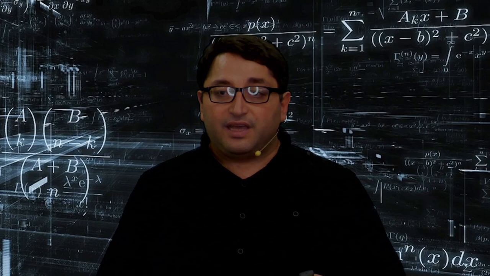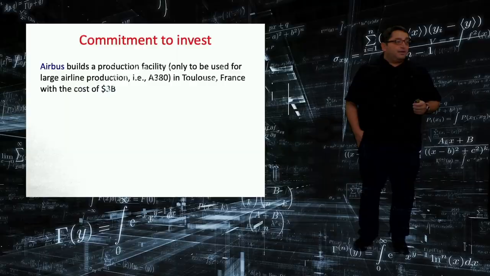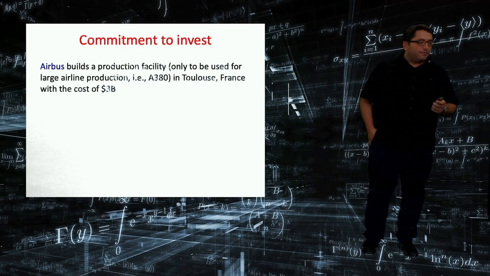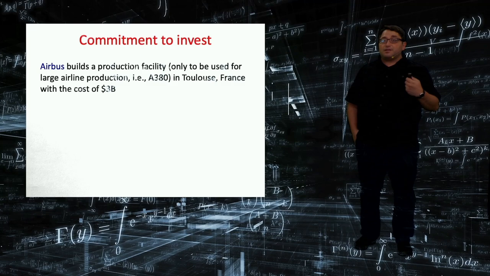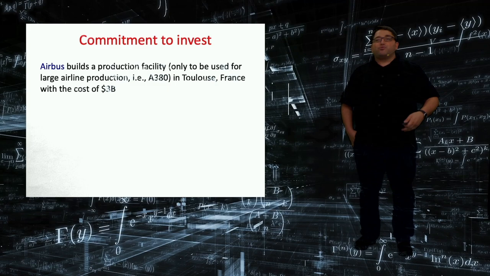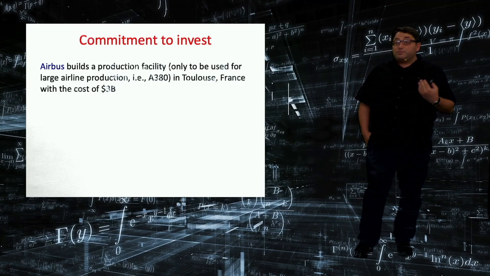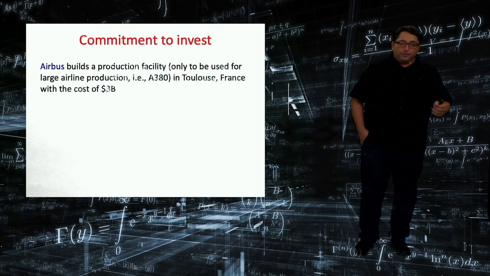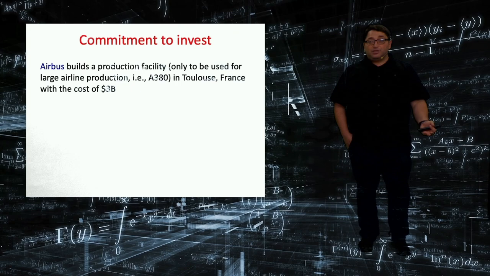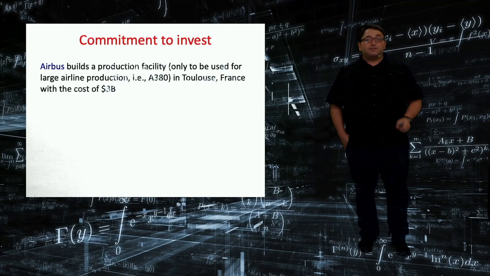And the trick is the following. Airbus can commit to investment. And how so? Remember, the R&D cost was $7 billion. Airbus can go ahead and invest $3 billion upfront by building a production facility. That was in Toulouse, France. And the critical thing about this particular manufacturing facility could be the following. You can only produce a large airliner such as the A380 in that plant. So you cannot divert the production to other airliners. So if you switch, then $3 billion will be a sunk cost. You cannot recover that $3 billion because that production facility cannot be used for any other purpose.